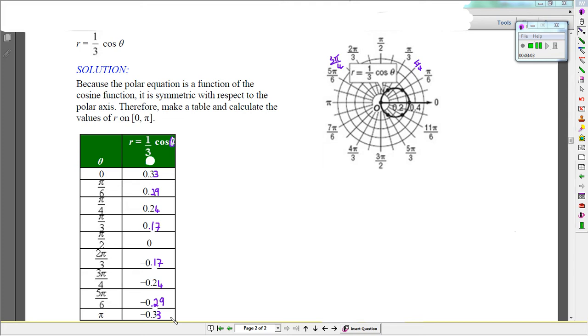We have pi, negative 0.33. From the center, since your r is negative, you do not follow the direction of the angle theta, or pi. In this case, you do the opposite. So you count negative 0.1, negative 0.2, negative 0.3, and negative 0.33 will be right here. So you can see that these points just repeat.